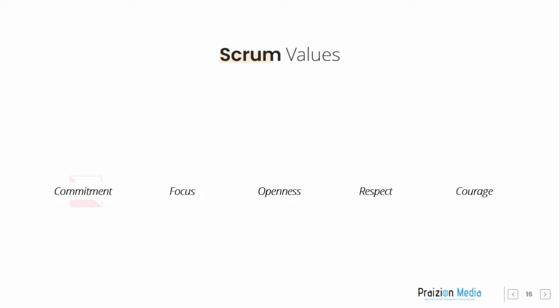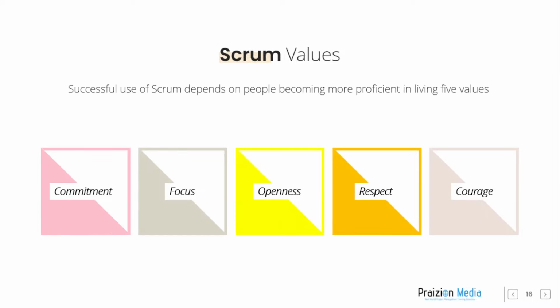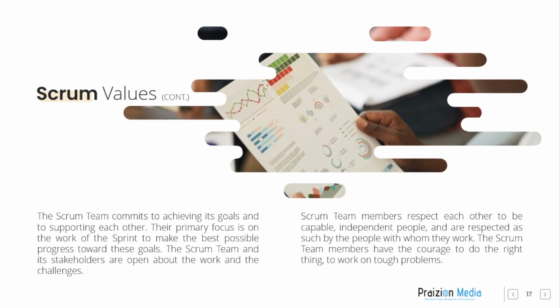Scrum Values. Successful use of Scrum depends on people becoming more proficient in living 5 values: commitment, focus, openness, respect, and courage. The Scrum team commits to achieving its goals and to supporting each other. Their primary focus is on the work of the sprint to make the best possible progress toward these goals. The Scrum team and its stakeholders are open about the work and the challenges. Scrum team members respect each other to be capable, independent people, and are respected as such by the people with whom they work.